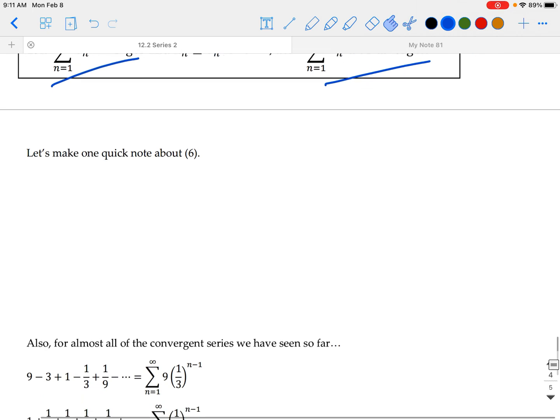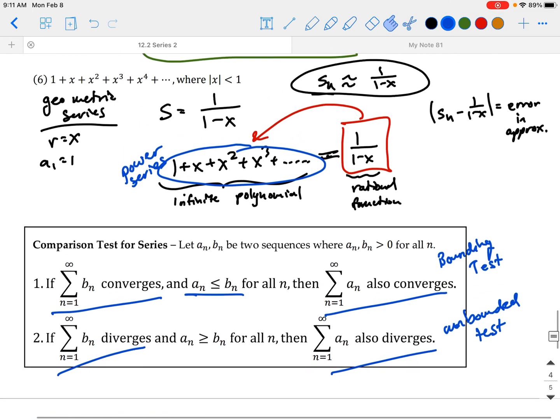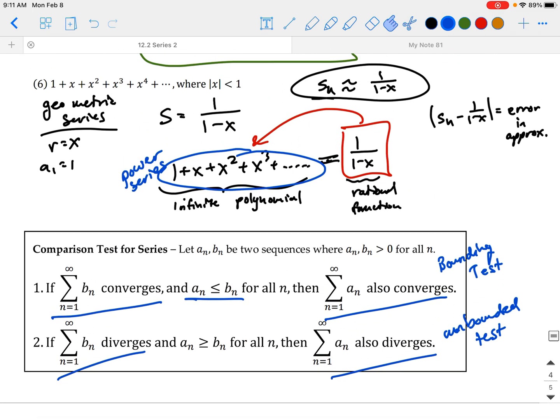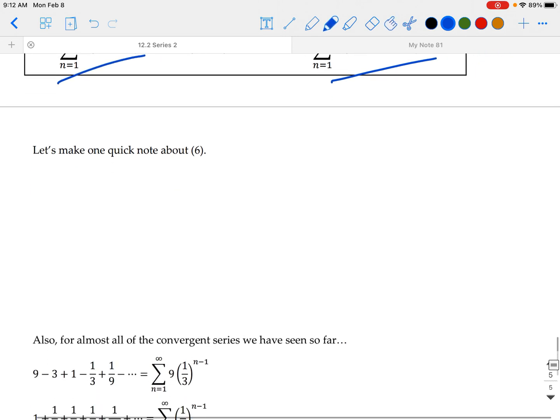All right, so the quick note about 6 is kind of what I mentioned already, that this infinite polynomial equals the rational function. So it's kind of the same idea here. I've just put it all up at the top. But it's the idea that we can use this infinite polynomial expression, which is a geometric series, to approximate this rational function. And then by making that connection, we're also going to apply calculus to these series.